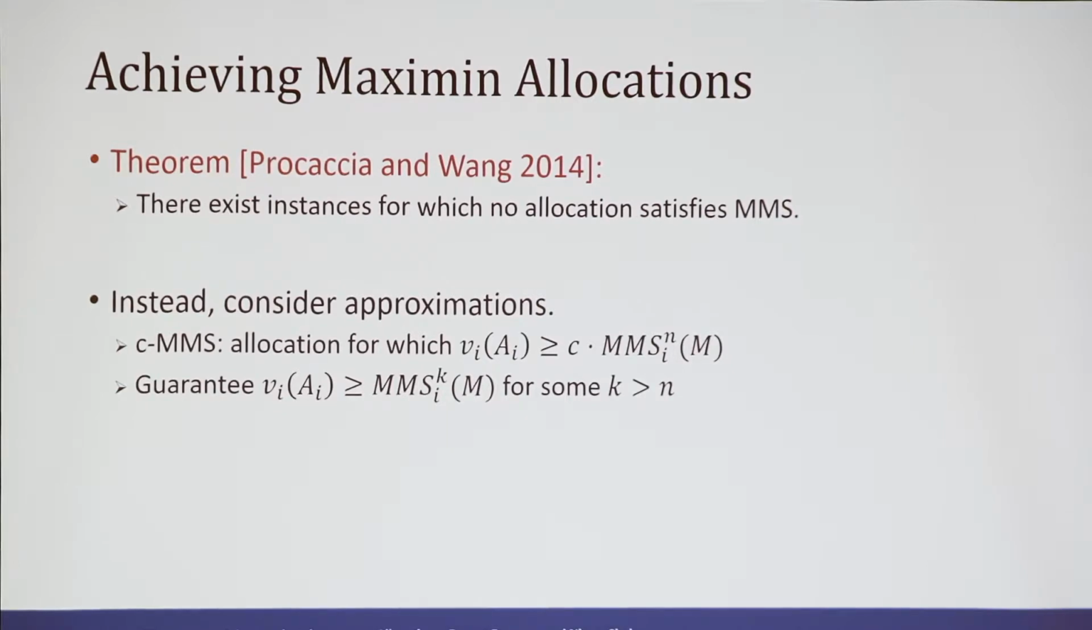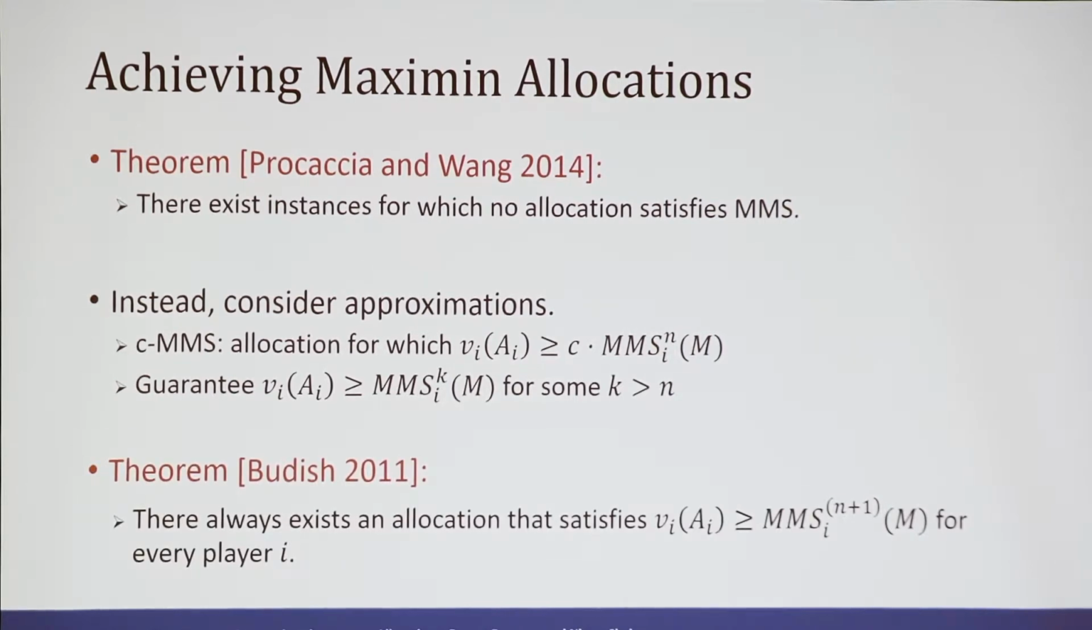So what this did is it motivated considering approximations. There are two types of approximations that you could reasonably think of here. The first one is a fairly standard multiplicative approximation. We want to find allocations which guarantee you at least a c fraction of your Maximin Share for some c less than 1. The second type of approximation is to guarantee you your Maximin Share, where instead of dividing the goods into n bundles, you divide the goods into k bundles for some k greater than n. So we're going to make you partition the goods into more than n bundles and still give you your worst one.